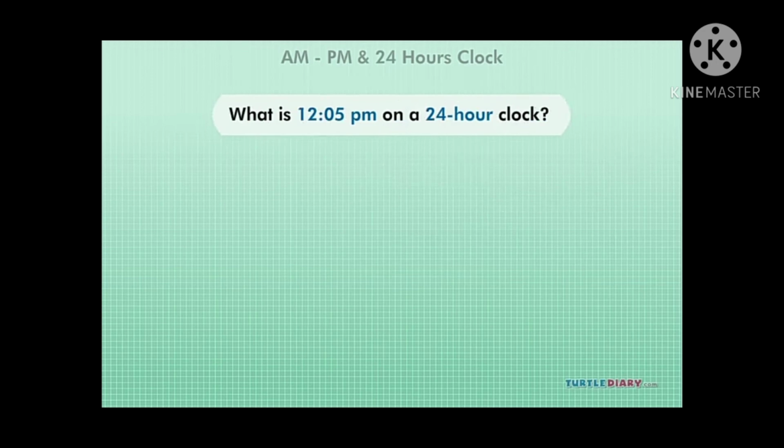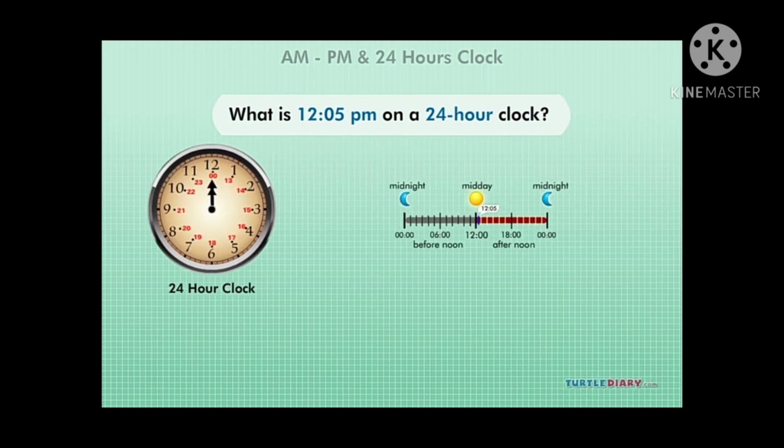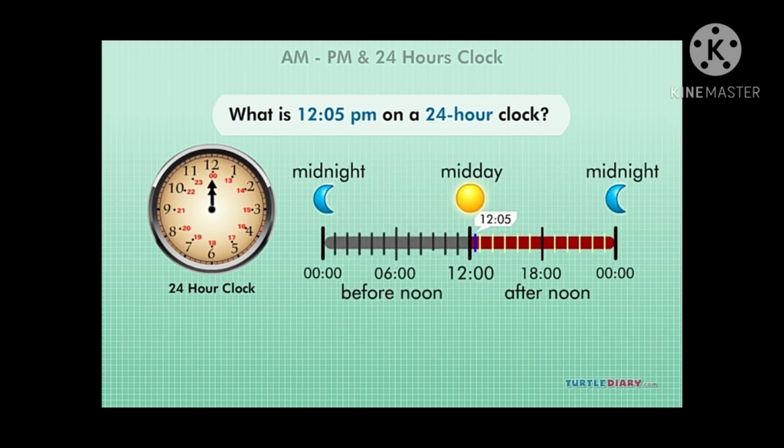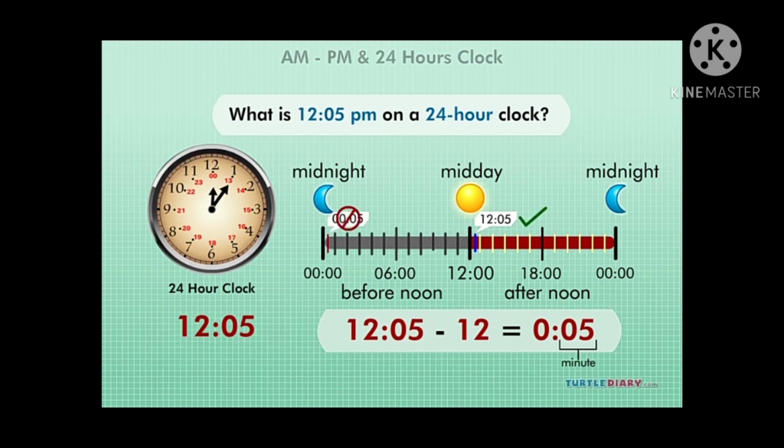What is 12:05 p.m. on a 24-hour clock? 12:05 p.m. is just barely in the afternoon, but we don't need to change the time at all because it hasn't yet started over with 1 o'clock. Answer, 12:05. This makes sense because if we were to subtract 12 hours and get 0:05, this would only be 5 minutes into the day. That's the time right after midnight, not right after noon.